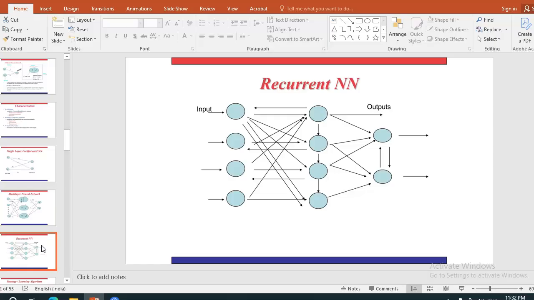It is called recurrent. Recurrent means we have memory, and we can compare the current data with previous data. That is nothing but recurrent networks. So, these are the different types of networks which we use in ANN.